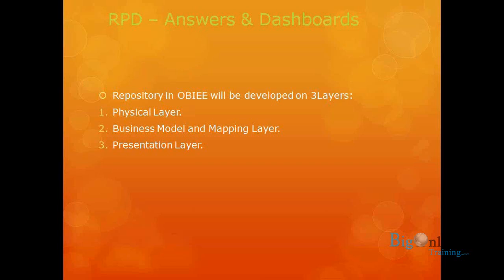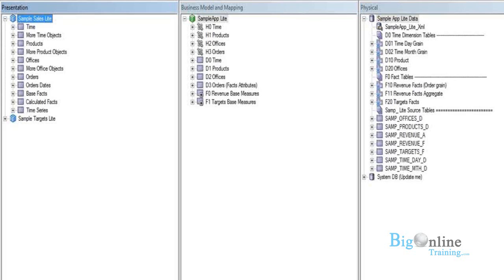Can you all able to view it here? Yeah. The repository will be developed in 3 layers: physical layer, BMM layer, and presentation layer. Here I am showcasing you 3 layers. One is physical layer, one is BMM layer, and one is presentation layer. Can you all able to view?